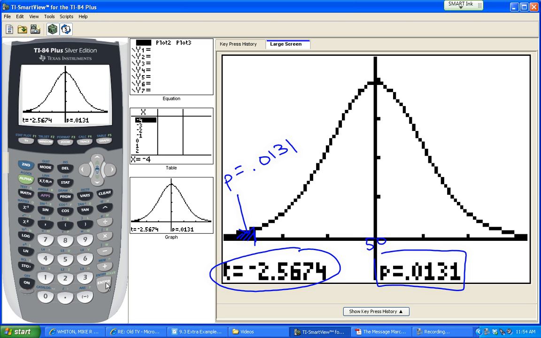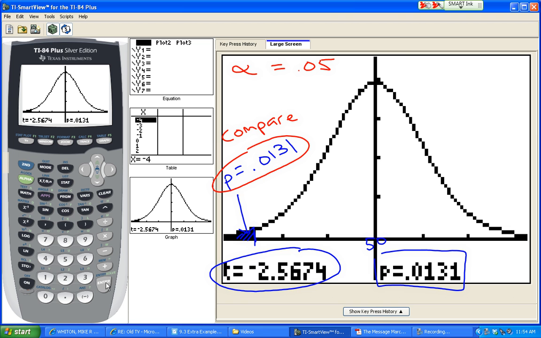So it depends on alpha, the significance level. They didn't give us one. If we assumed it's 0.05, that's what we need to compare our p-value to. Our p-value is less than alpha. So in this case, if alpha was really 0.05, we would reject H0.